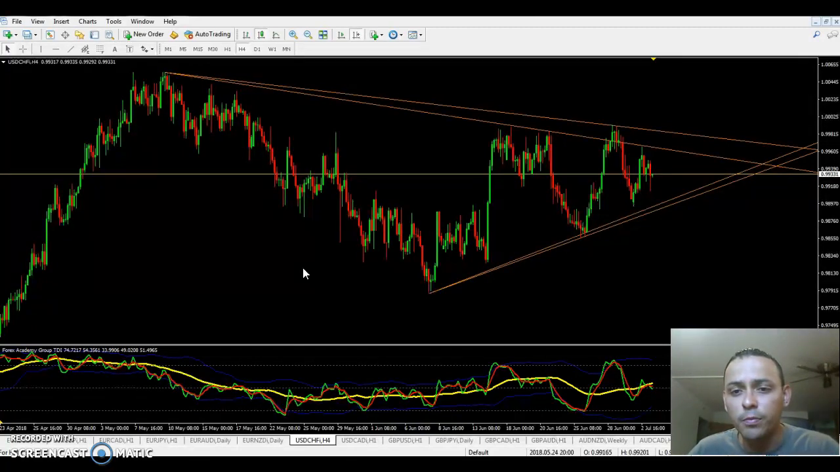A lot of people plot their trend lines incorrectly, or sometimes you plot a trend line and all of a sudden the market kind of reverses on you before it actually touches your trend line. There's a reason for that, right? There's a reason for that.